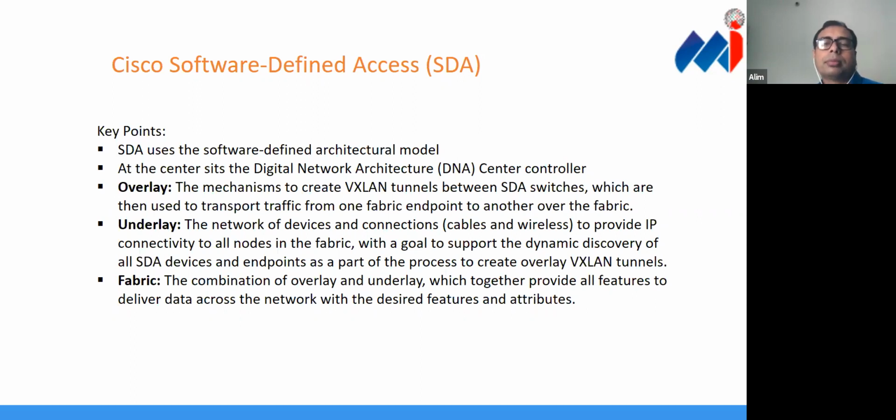VXLAN is used in overlay networks. In fact, layer 2 traffic is transferred over a layer 3 network using VXLAN. That is very interesting. So the VXLAN tunneling protocol is used in overlay. Another protocol is LISP, which is locator identifier separation protocol. We will discuss it.